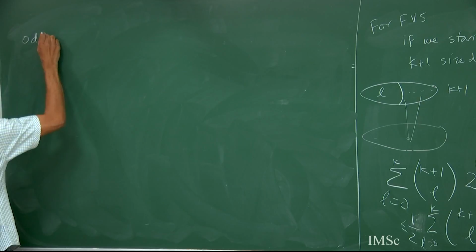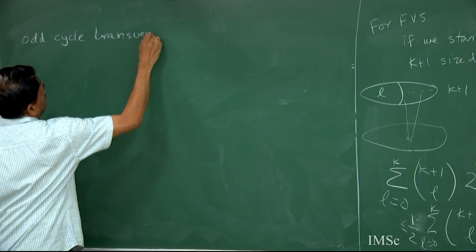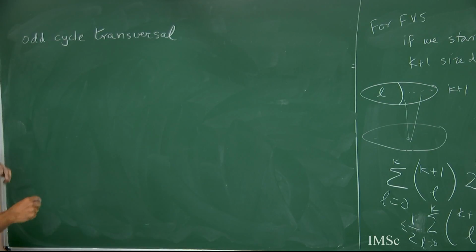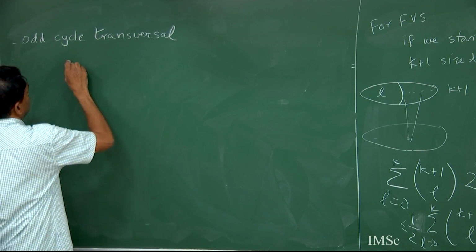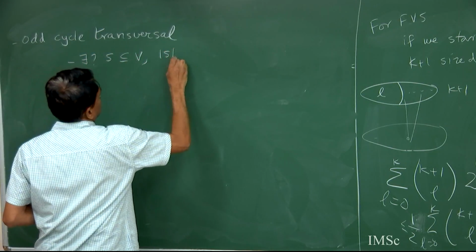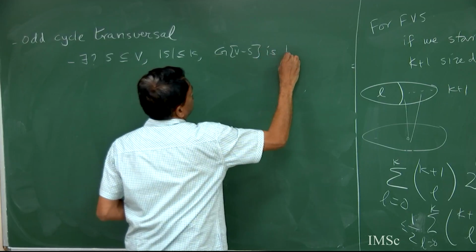Is this odd cycle transversal? So what is the problem? You want to cover all odd cycles. You want a subset of k vertices whose removal makes the graph bipartite. There are no odd cycles, right? So does there exist S contained in V, with size of S less than or equal to k, such that G minus S is bipartite?